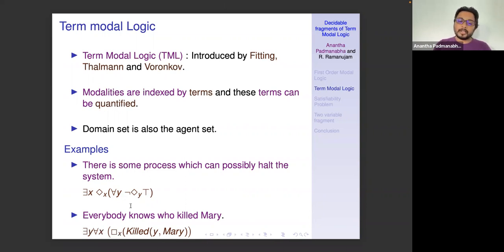Note that here killed is a binary predicate, and this is a proposition, and so on. So what we are using as atoms may vary depending on the setting, but the main idea here is that we can have terms or variables for the index of modalities, and these can be quantified, right? So that is the main idea in term modal logic.